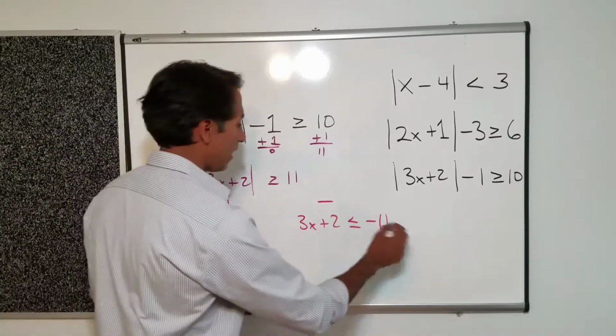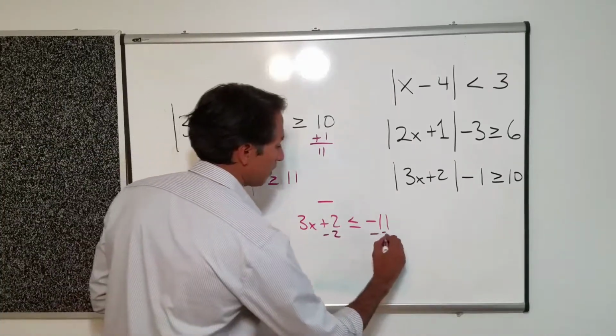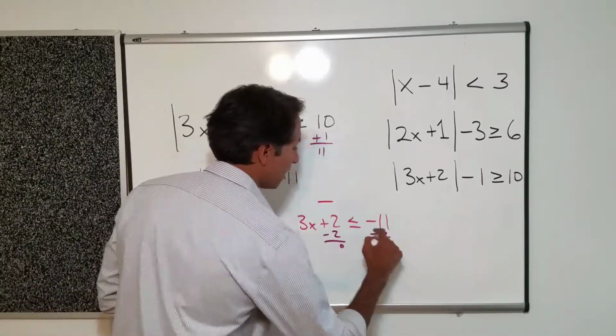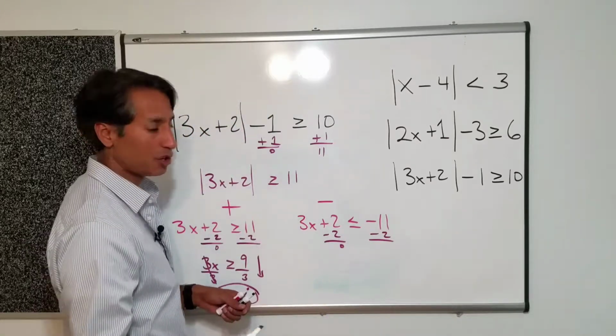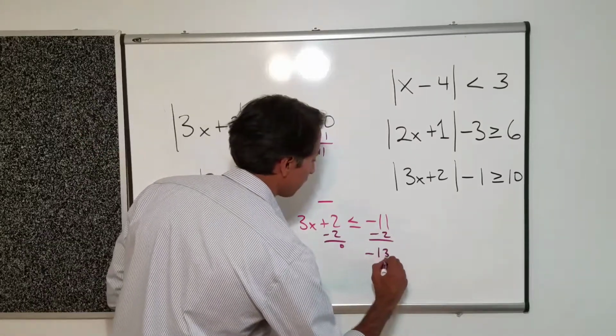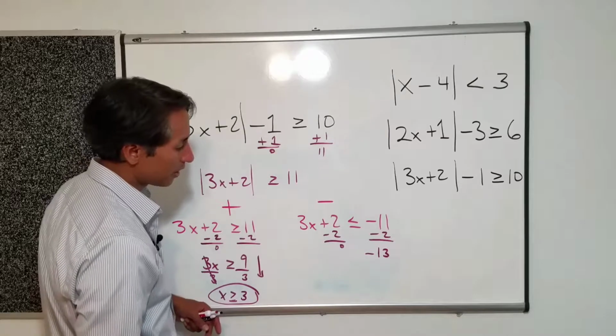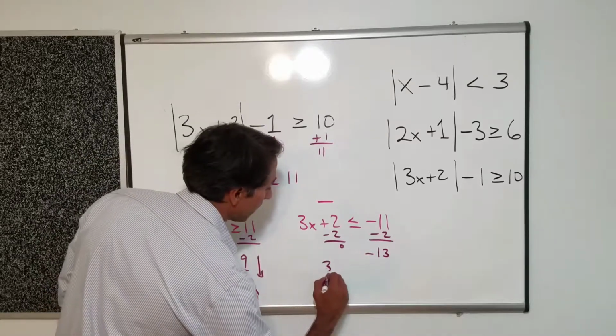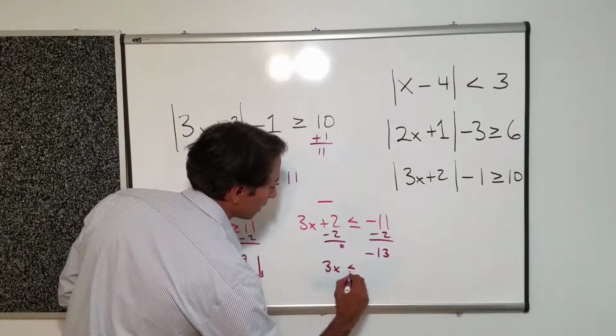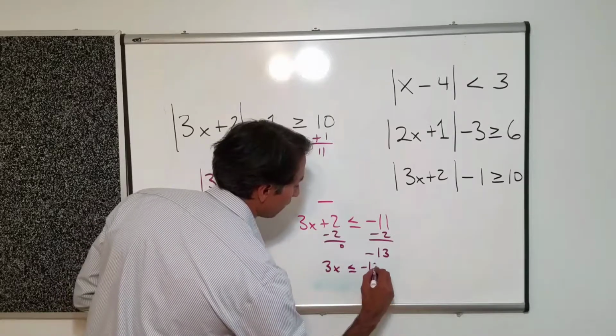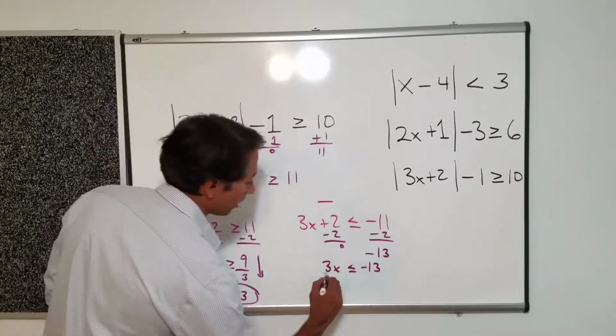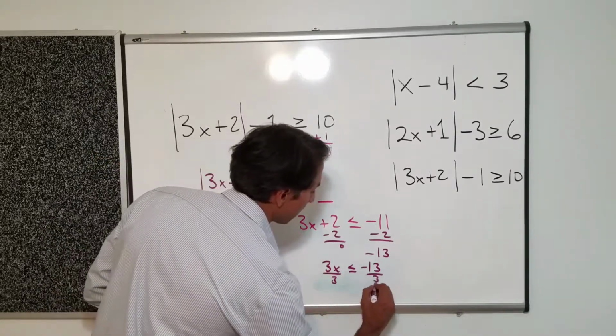Let's make that a little neater. And over here, minus 2, minus 2. Negative 11 minus 2 is negative 13. Oh, we get some crazy fraction. That's okay. We get 3x is less than or equal to negative 13. We can divide both sides by 3.